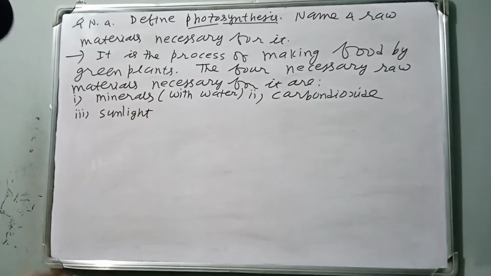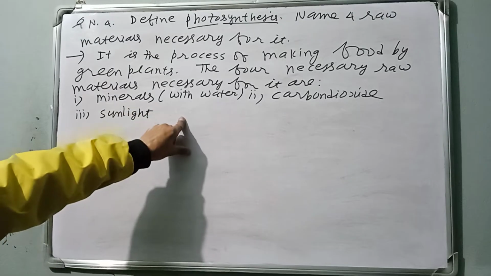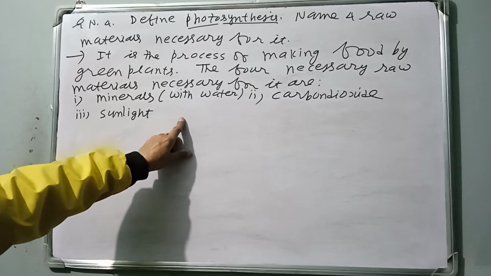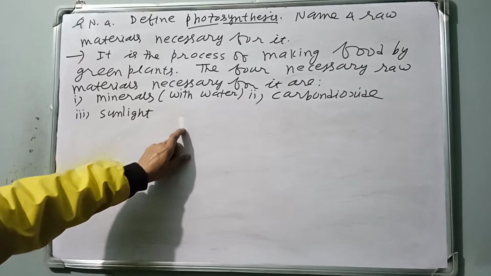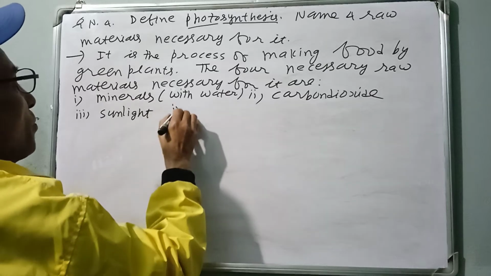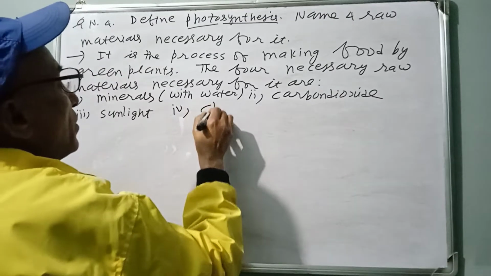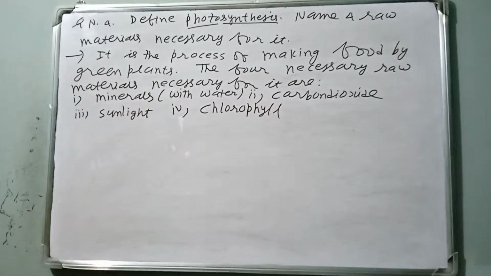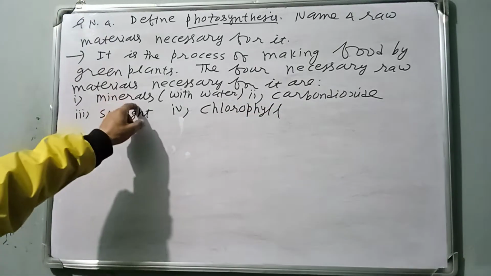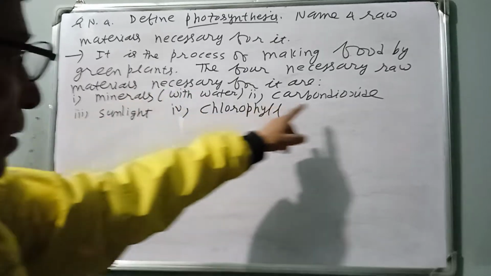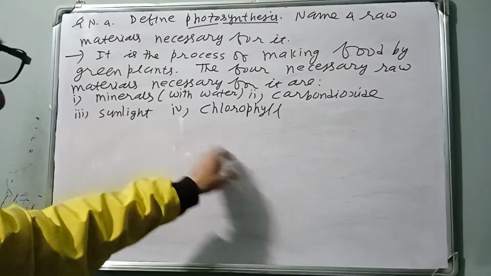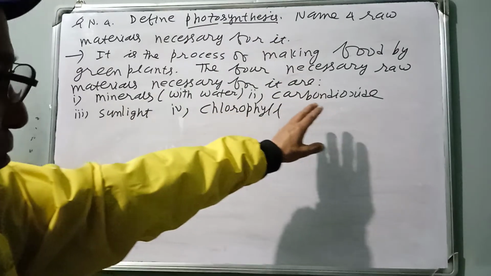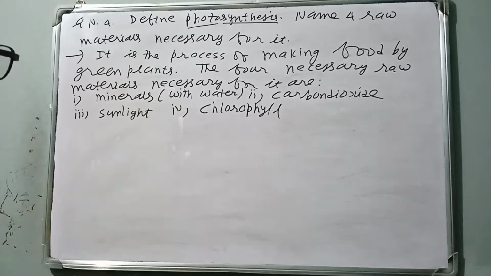Sunlight. Water and minerals, carbon dioxide, and sunlight, and chlorophyll. The most important thing, chlorophyll or green pigment, is very important. Mineral salts with water, carbon dioxide, sunlight, and chlorophyll are necessary. All 4 raw materials are necessary for photosynthesis.